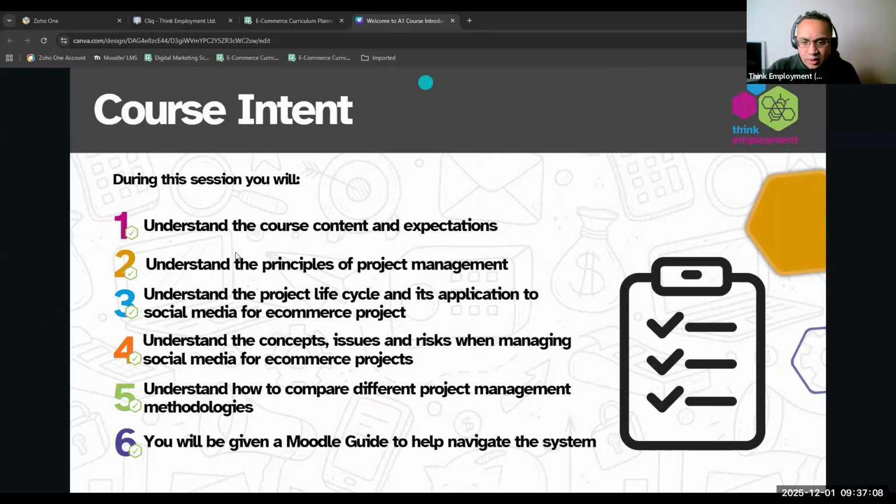Okay. Right. So it's really to understand the principles of project management, understand the project life cycle and the key concepts, issues, and risks when managing social media for e-commerce projects, and also understand how to compare different methodologies, and then be able to answer the questions on your Moodle platform.